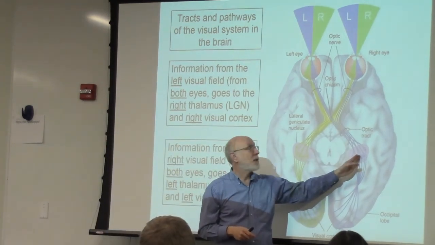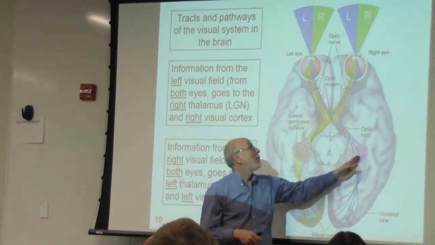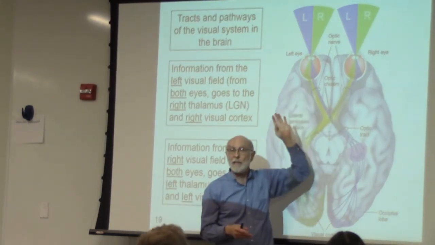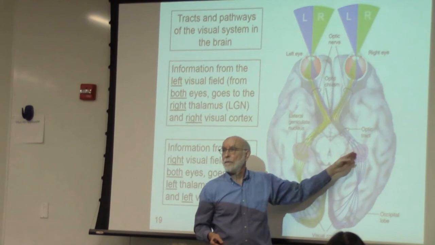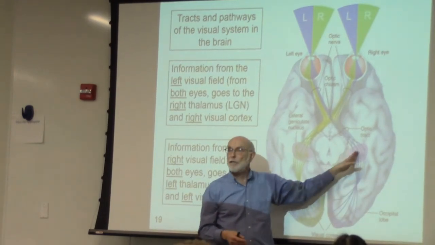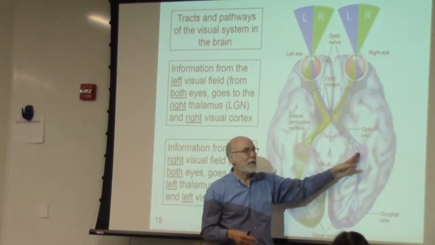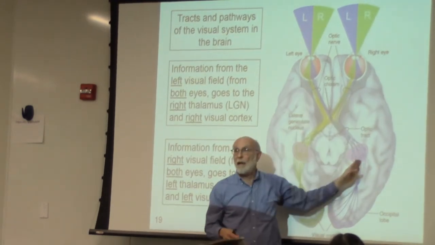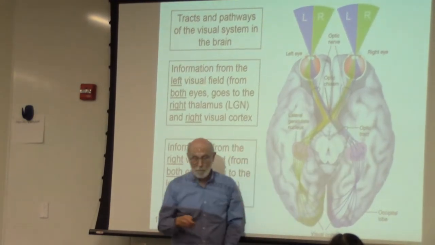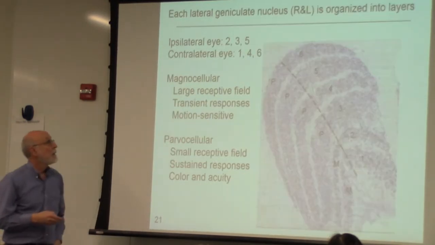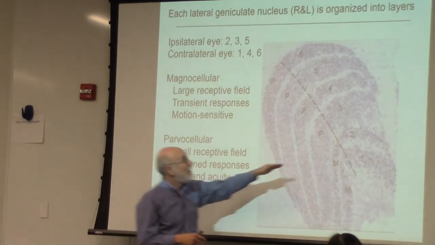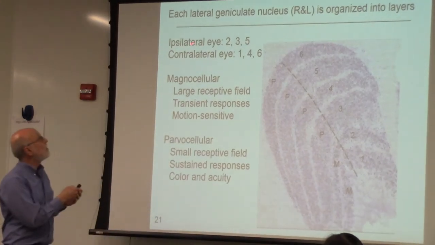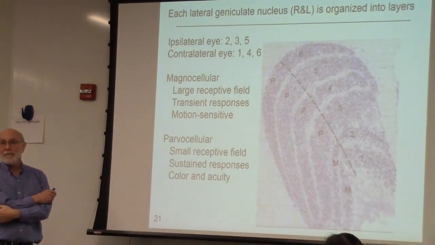There's information in the right lateral geniculate nucleus from the ipsilateral eye and from the contralateral eye, because both eyes have a left visual field. So the right lateral geniculate receives information from the ipsilateral eye and from the contralateral eye, and likewise on the left lateral geniculate. So there are layers, and the different layers of the lateral geniculate nucleus receive information from the different eyes.